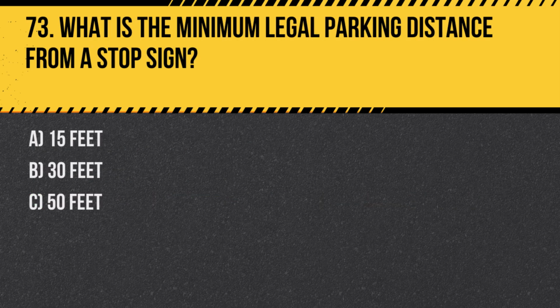Question 73. What is the minimum legal parking distance from a stop sign? A. 15 feet. B. 30 feet. C. 50 feet. Answer B. 30 feet. You must park at least 30 feet away from a stop sign to ensure visibility for other drivers and the safety of pedestrians.